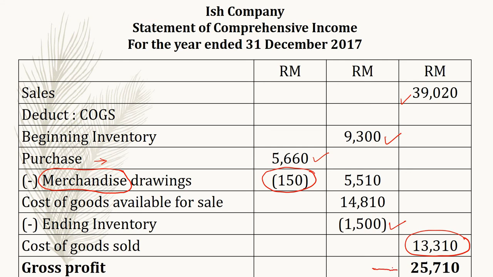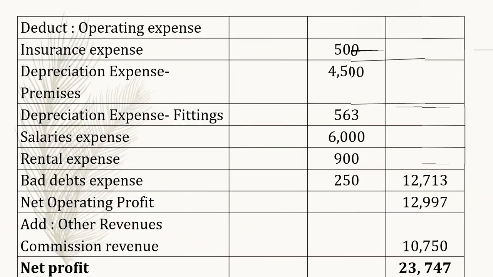So you get the gross profit of 25,710. For the expenses, insurance is 500, depreciation expense for premises is 4,500 and fittings is 463. Okay, salaries taken from the cash book. Rental, the adjustment we did earlier. Bad debt expense is the additional information in your question. So your net profit is 23,747, and this is the revenue that you did earlier. You find the revenues through your adjusting entries.